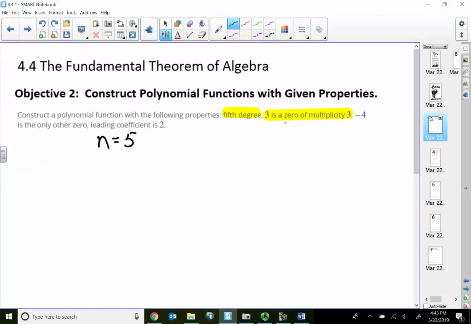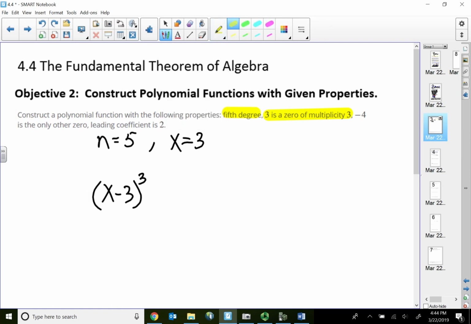3 is a 0, so x is equal to 3. If I move my 3 over, that will become x minus 3. If I write it in factored form, it looks like this. The exponent is actually 1 right now, but it tells me 3 is a 0 with multiplicity of 3. So that's actually x minus 3 to the third power.